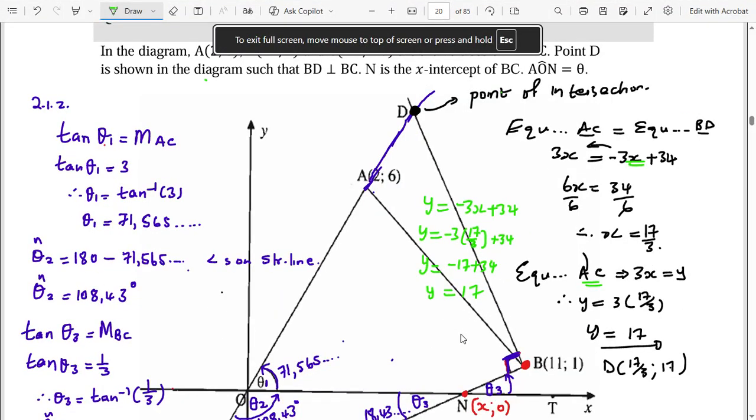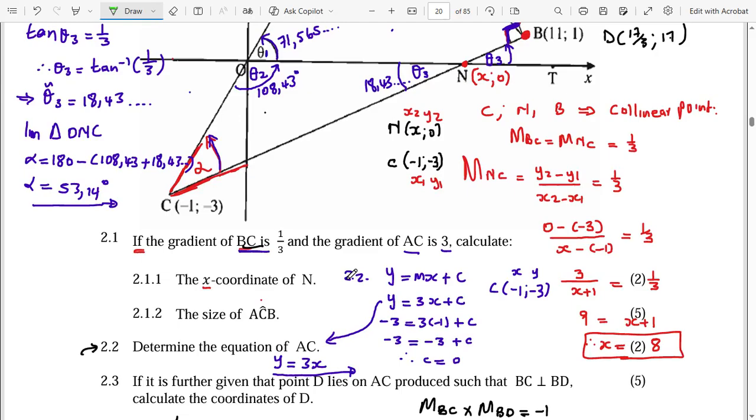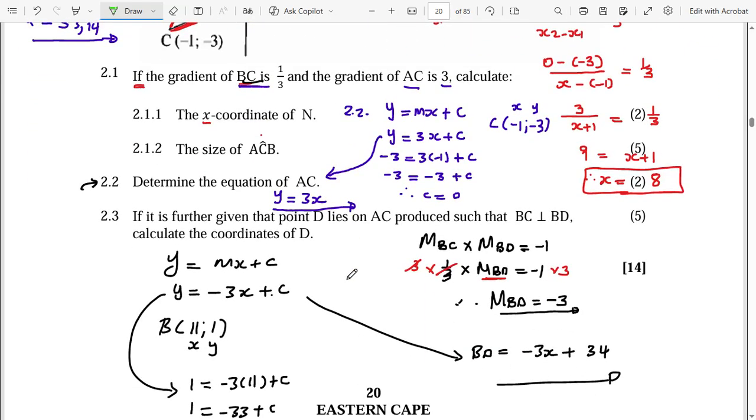So it's up to you which equation you want to use, which gives us D to be 17 over 3 for the x value, and the y value is just 17. Those are the coordinates of D. And that's how you answer this question. I think this was a very nice question. And that's it for this one.